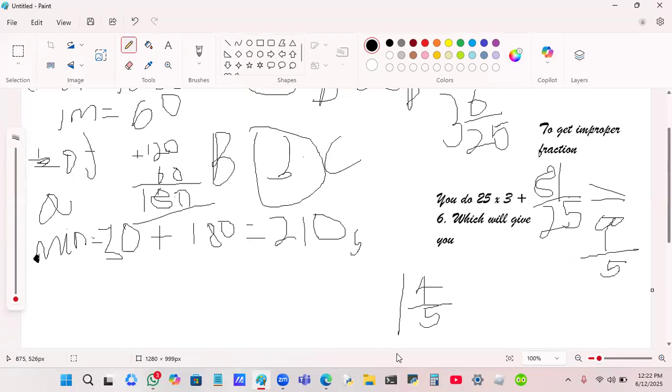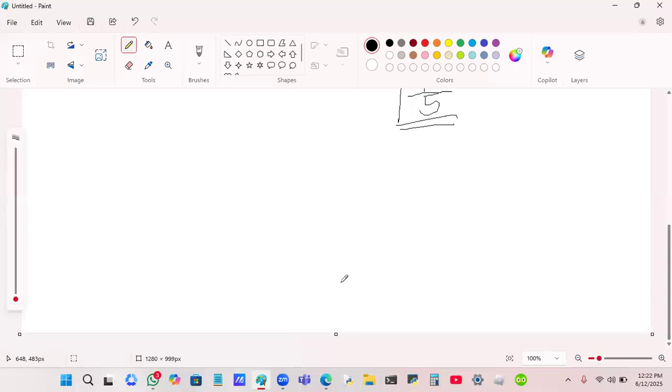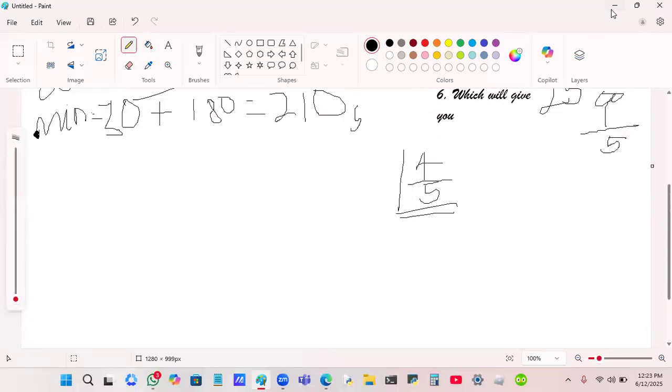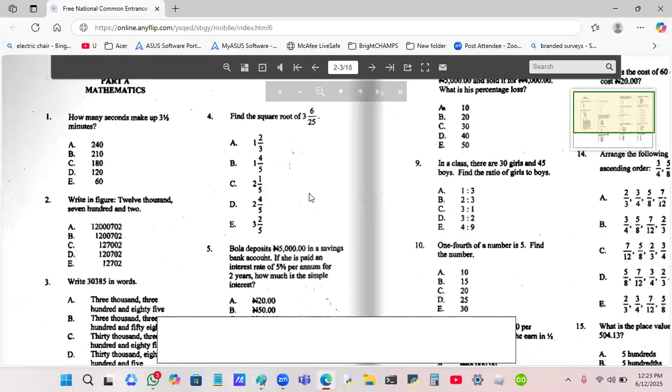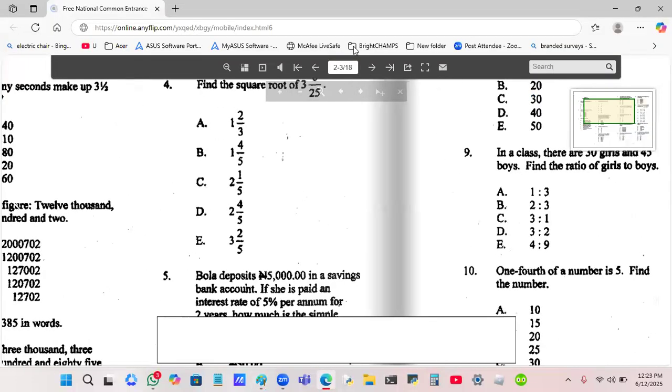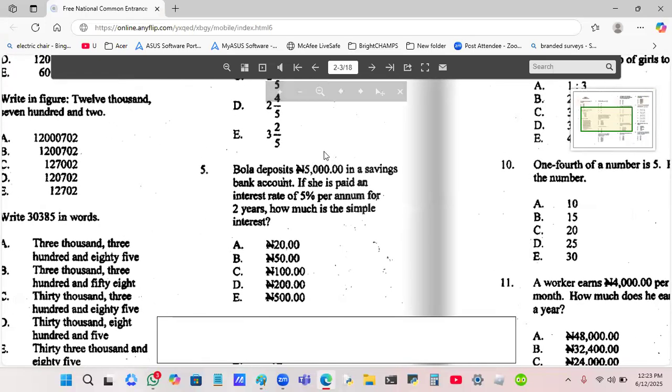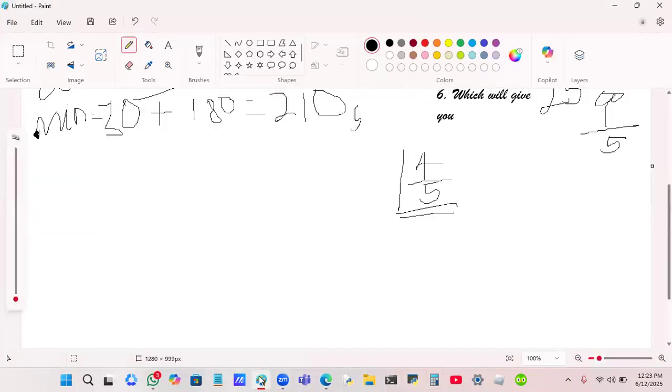Okay, so which is your answer? Which is B. Okay, so go on to the next one. Simple deposits. Simple. Number 5.